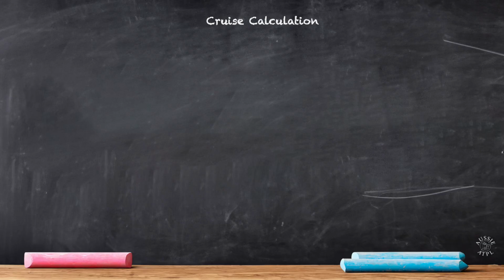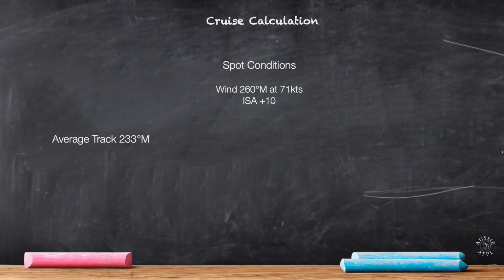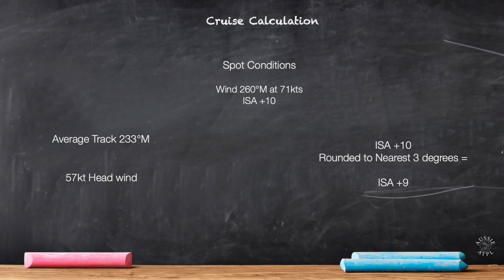The first step of any cruise calculation is to find our wind component and ISA deviations. So we were given spot conditions in our question. We put those in here. We got a wind of 260 degrees magnetic at 71 knots, ISA plus 10. So if you get our average track of 233 degrees magnetic, you can find this on your High 3 chart and put that into your whiz wheel with the wind, and we get a headwind of 57 knots. Now, if we use our ISA deviation of plus 10, we need to round this to the nearest 3 degrees, so we'll be using plus 9 degrees of ISA for our cruise calculation.